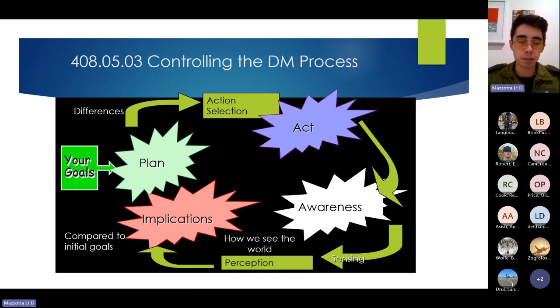And that's kind of what takes us to our APA model again. So awareness: what's our starting goal and what do we already know? Implications: what is the current goal? Have we added any knowledge? Plan: what's the difference between our awareness and our implications, which sometimes allows us to make a new plan or goal. And then act is to select your new actions to achieve your goal. That's where the APA model helps in controlling the decision-making process.